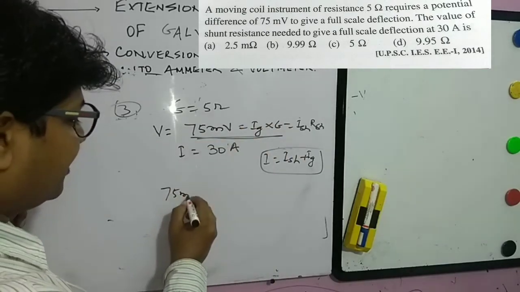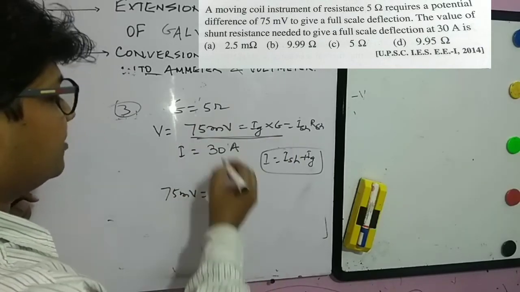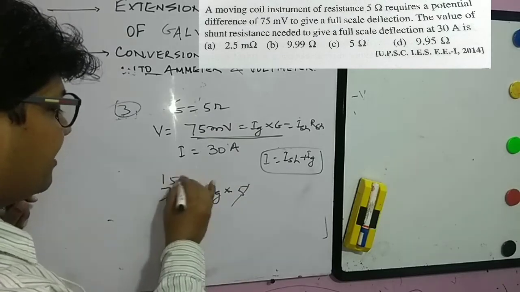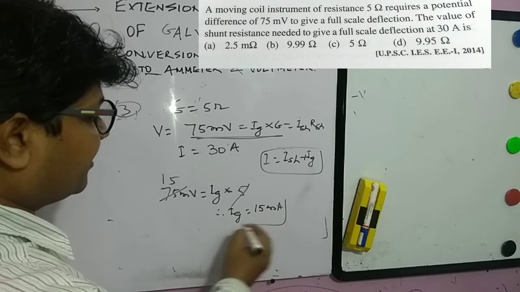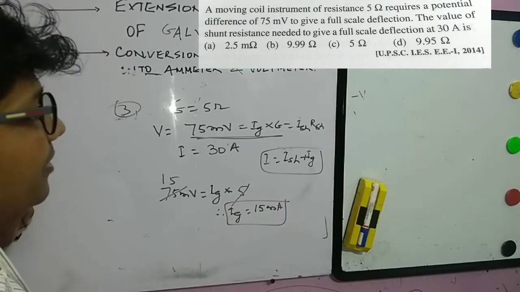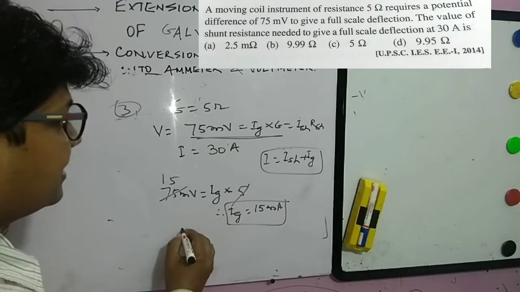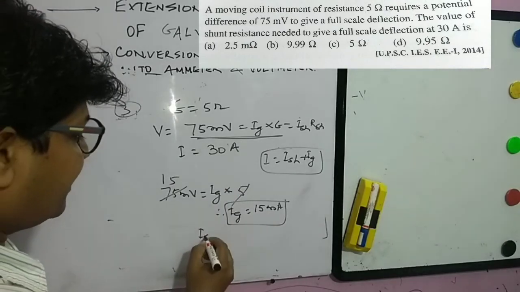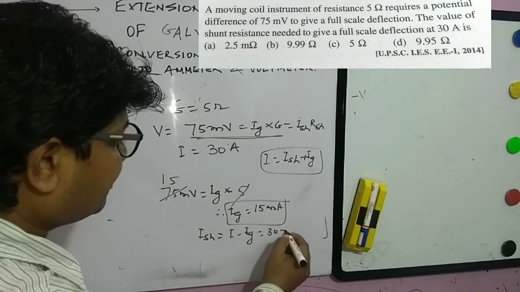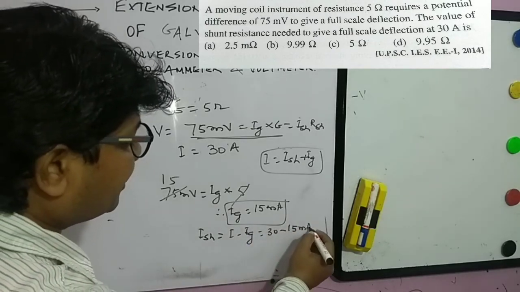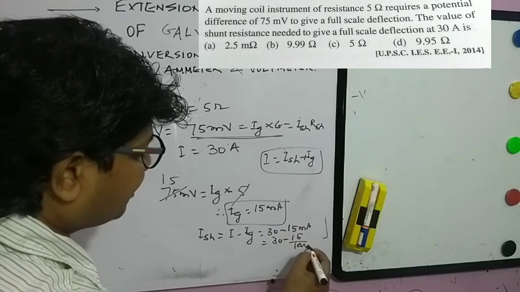So 75 millivolt is equal to Ig into G, and G is 5. So Ig will be equal to 15 milliampere. Ig is 15 milliampere, right? So we have to calculate now ISH. What will be ISH? ISH will be equal to I minus Ig. So 30 minus 15 milliampere, so 30 minus 15 by 1000.